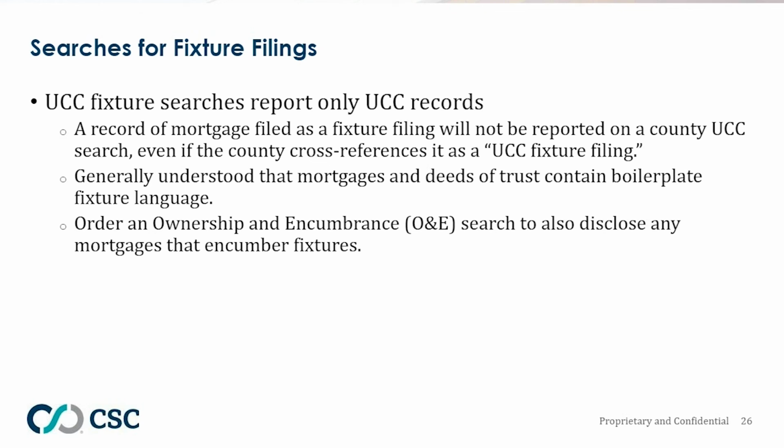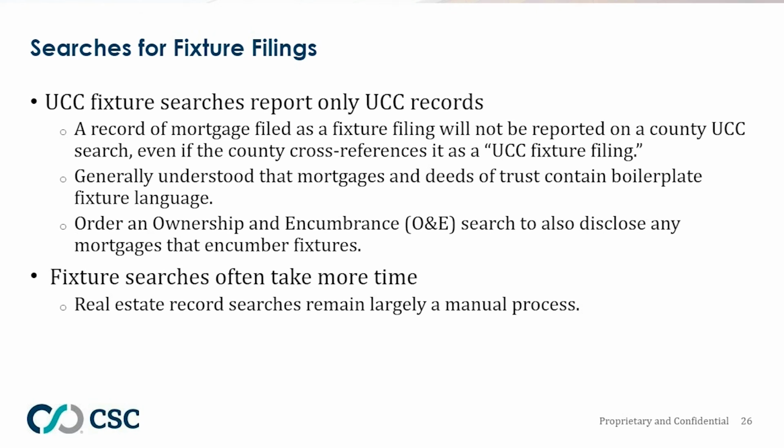The reason there is that it's generally understood that records of mortgage have boilerplate language covering fixtures. So it's understood that if there are records of mortgage out there, that those will generally cover it. If you're ordering a search and want to see all potential security interests in fixtures, it's better to order an ownership and encumbrance search than a UCC fixture search. Also bear in mind that because many counties still have a manual search process, searches for real estate fixture filings can take longer. We're all spoiled because at the state level we can search electronically in most cases now. Can't do that at all counties.